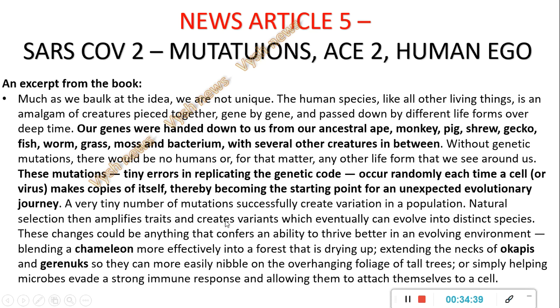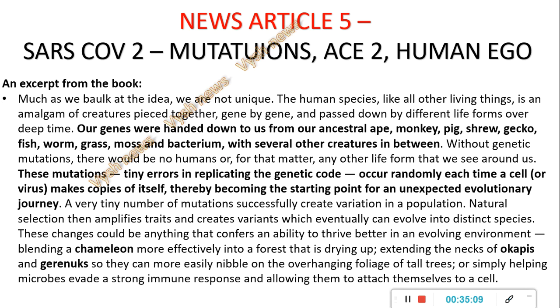In this he is telling us that the human species, like all other living beings, is an amalgam of creatures pieced together gene by gene and passed down by different life forms over deep time. Meaning we have also evolved. It's not like humans were always like how we are now. God did not create us just like this. It evolved over time. The genes have passed down from where? Ancestral ape, monkey, pig, shrew, gecko. Gecko means a lizard kind of animal. Fish, worm, grass, moss, bacterium. All of these have contributed gene by gene, time by time.